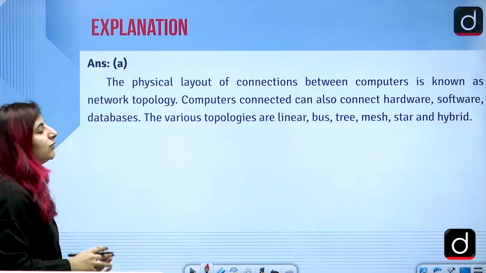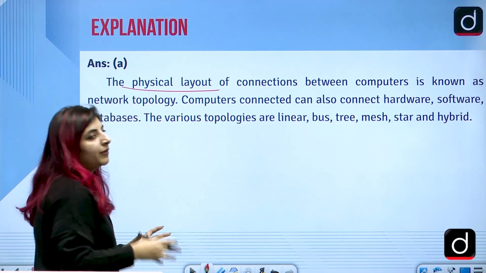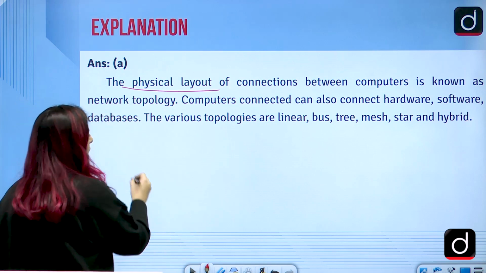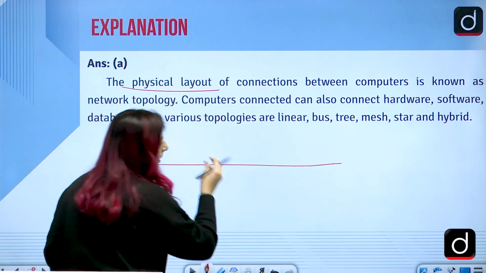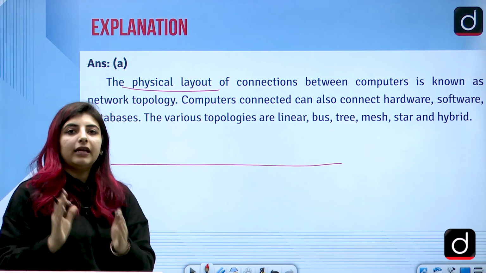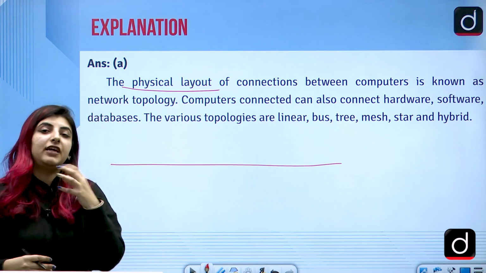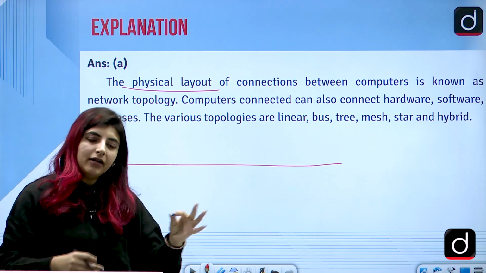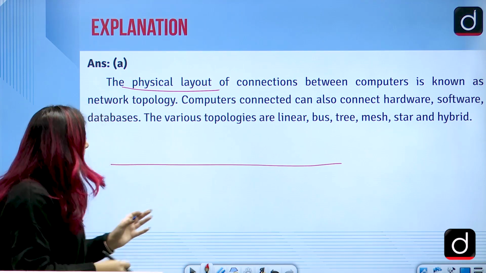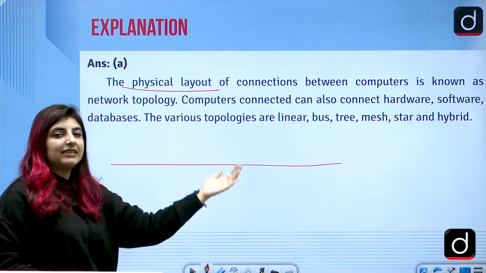First of all, let's see what a topology is. Topology is the physical layout of connections between computers. So basically how the different computers are connected, and what topology is being used will depend on that very thing, the physical layout. If there are many cables, obviously it's a mesh topology. If there is one cable which is linear in pattern, that will be a bus topology, correct? So the various topologies are linear, bus, tree, mesh, star and hybrid.